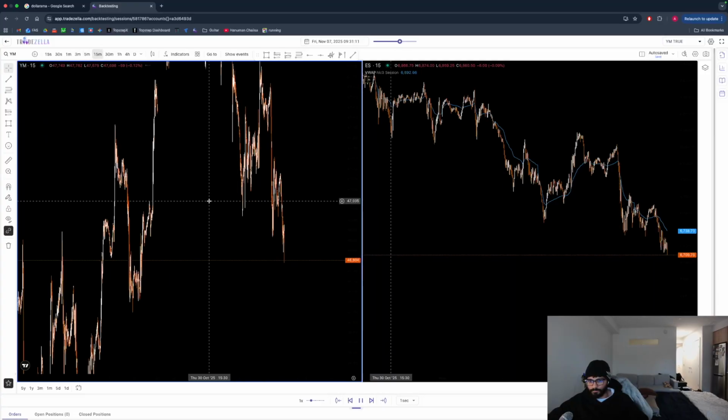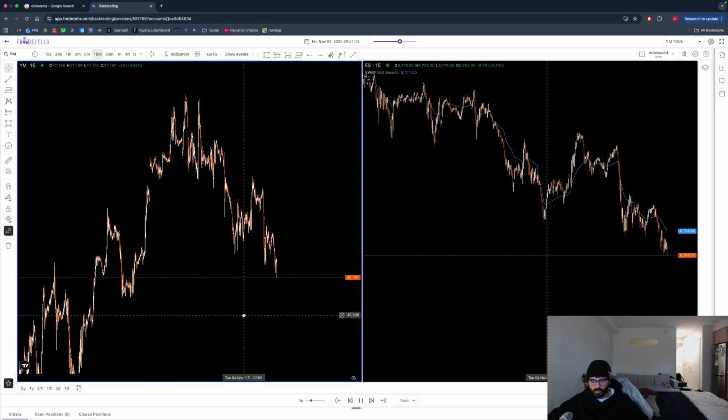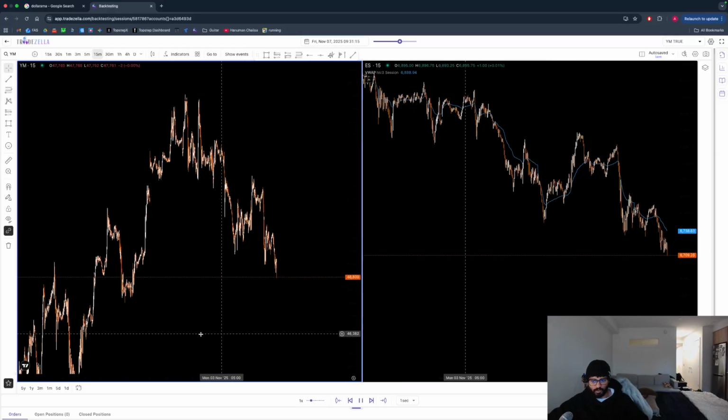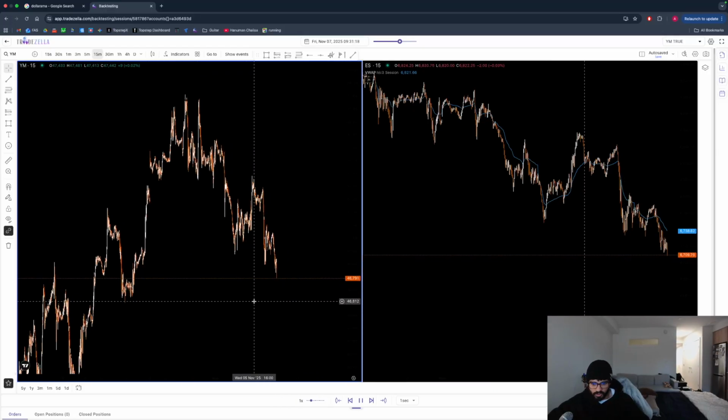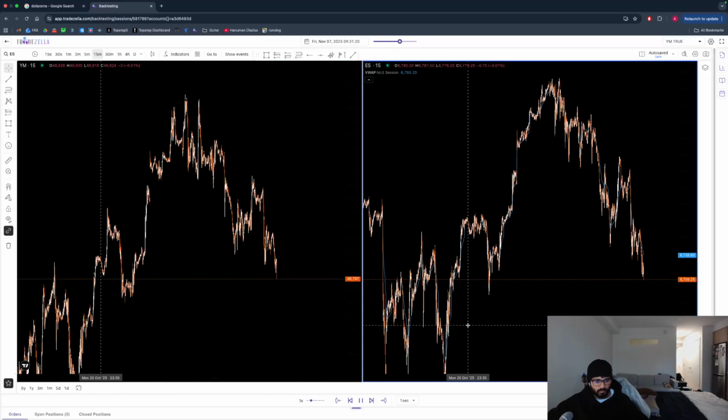So looking on the higher time frame here, we're clearly in a downtrend. I'd be looking for short continuations for sure.